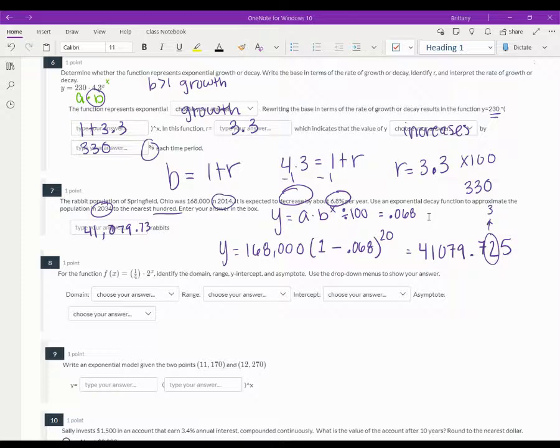Number 8, for the function 1/4 times 2 to the x, identify the domain, range, x-intercept, and asymptote. Use the drop-down menus to show your answer. So based on our equation, we know that this exponential graph is going to look something like this. That's our general shape of it. We see there's no shift, so there's no left, right, up, or down. So we know our asymptote is going to stay at y equals 0.